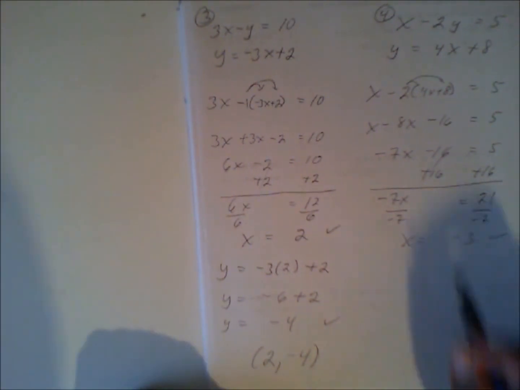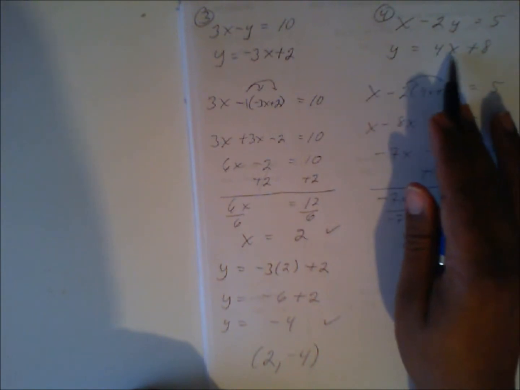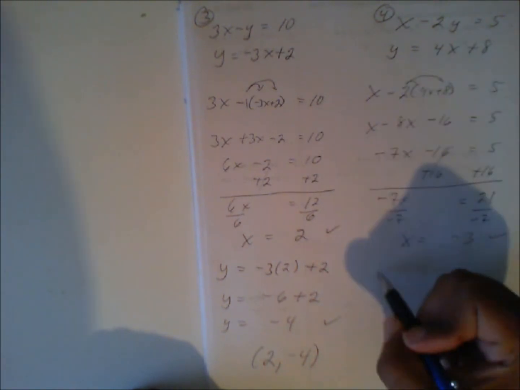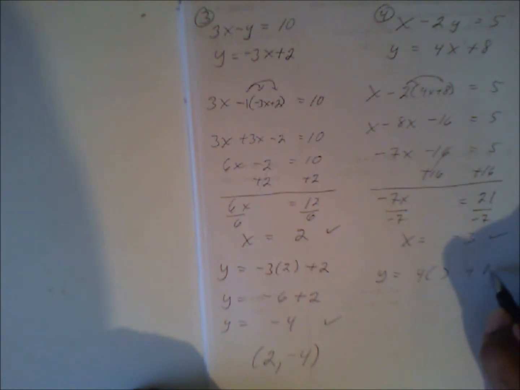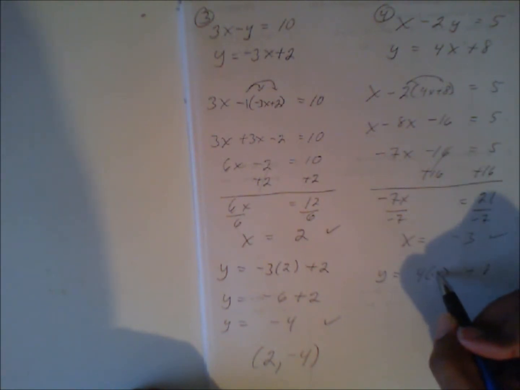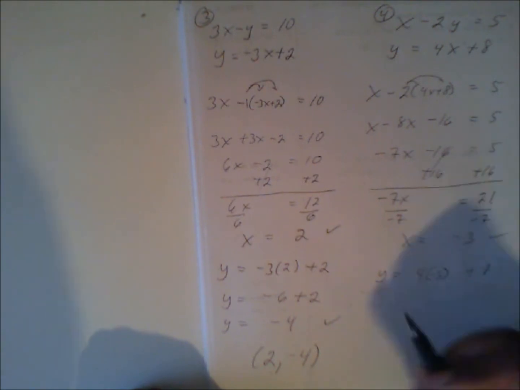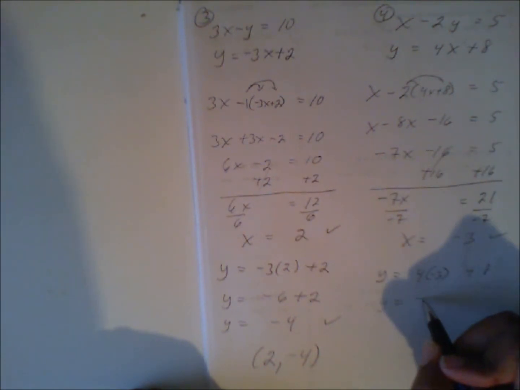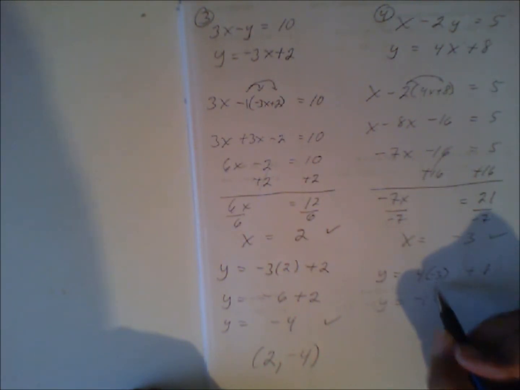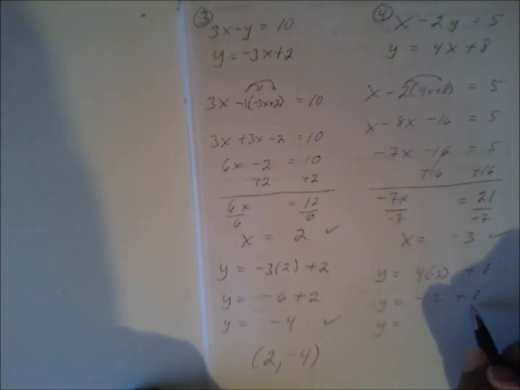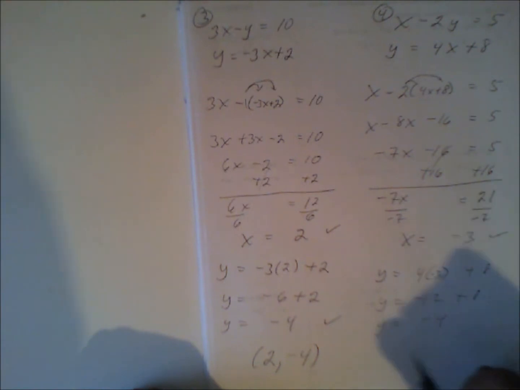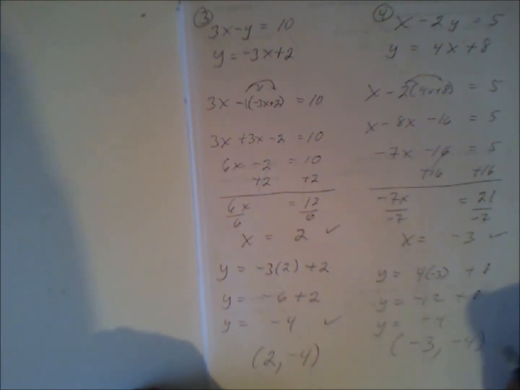Now to get my y value, I'm going to replace this x right here with the negative 3, so this becomes y equals 4 followed by parentheses, plus 8. What goes in the parentheses is a negative 3, which is a substitution for x, and we get y equals negative 12, because 4 times negative 3 is negative 12, plus 8, and negative 12 plus 8 gives us negative 4. So what we find is that x is negative 3 and y is negative 4.